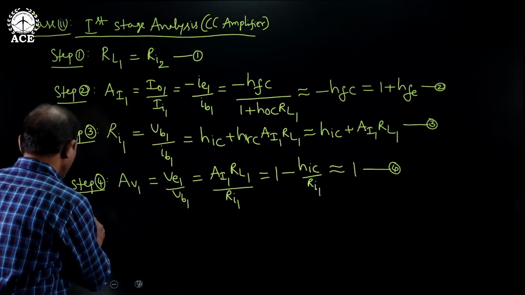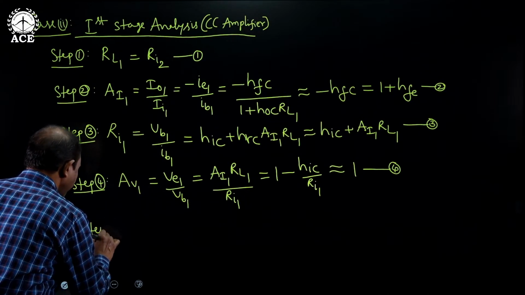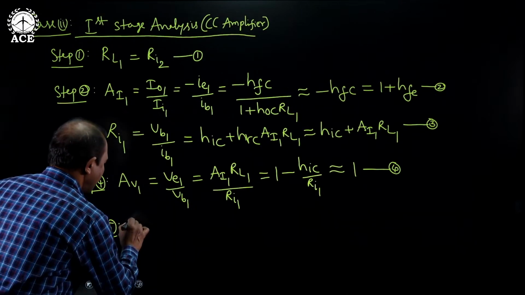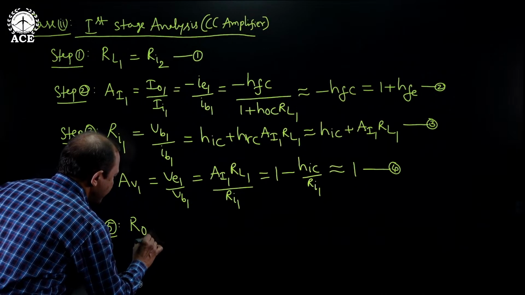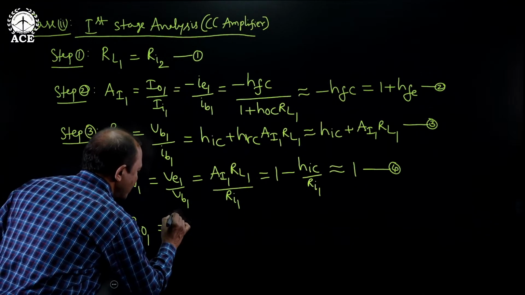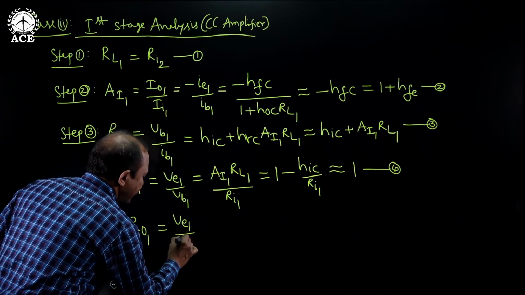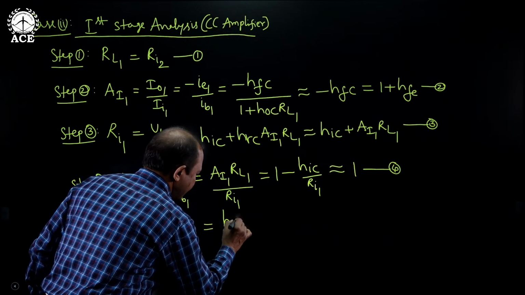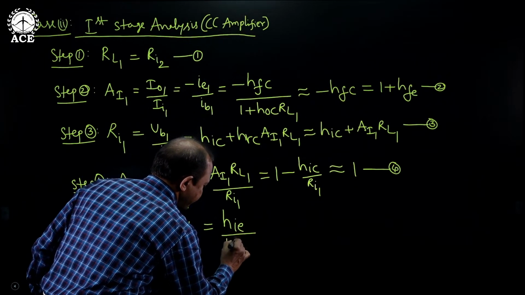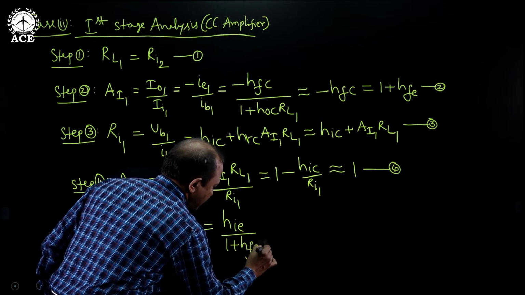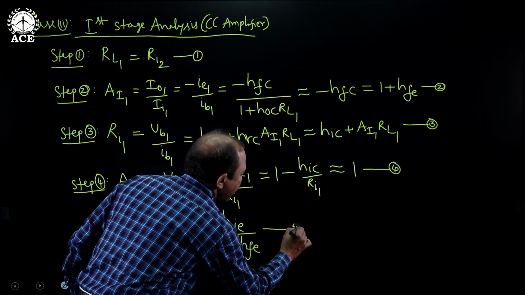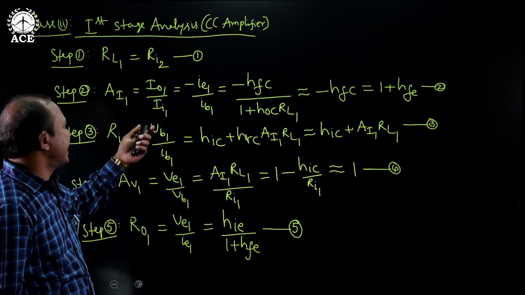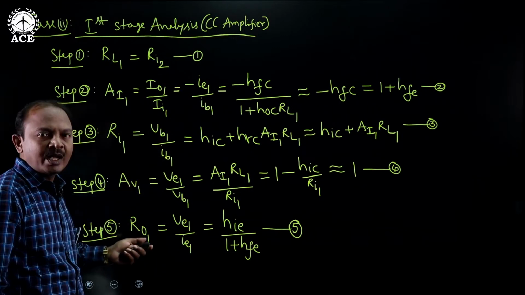Then finally, output resistance. Output resistance of the first stage R01 equal to VE1 by IE1 is the formula, and is given by HIE by 1 plus HF. These are the set of equations which gives us the current gain, input resistance, voltage gain and output resistance in case of first stage.